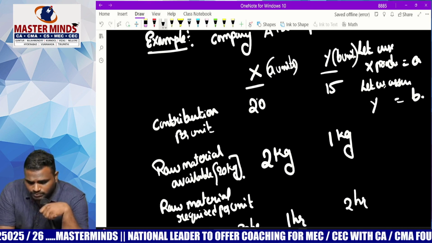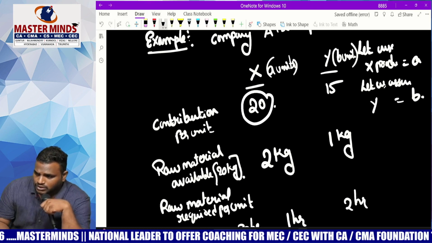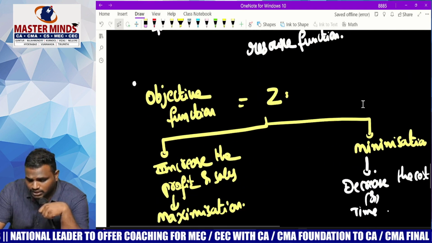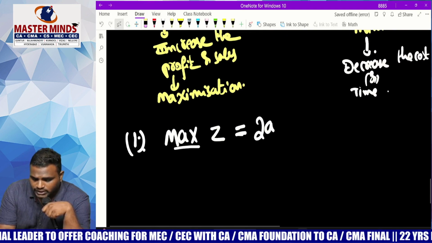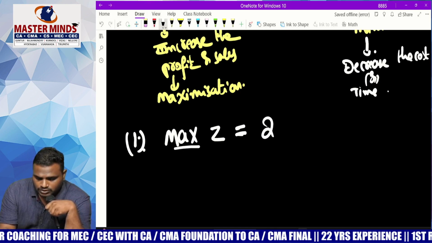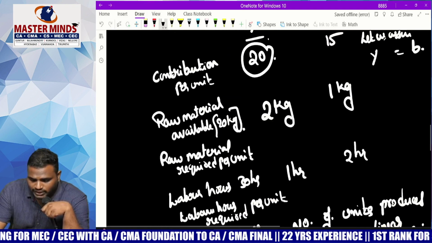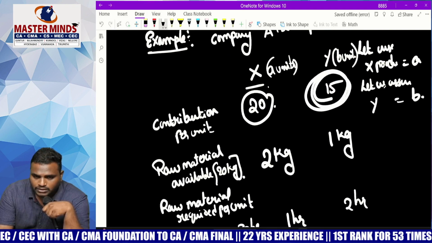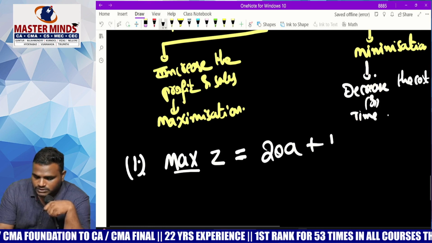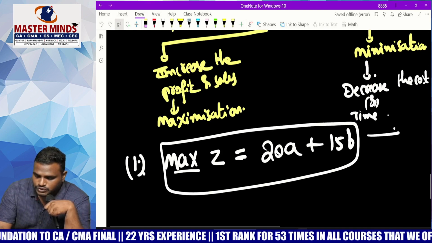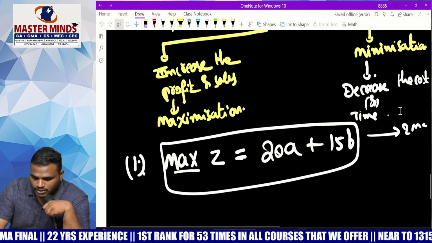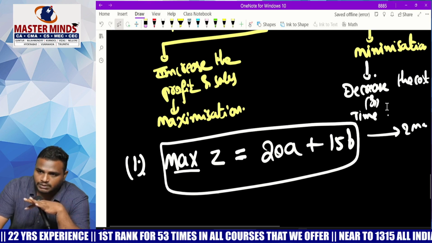Let us assume the number of units produced of X is A. Now, for each unit, how much profit are you getting? How many units are you producing? A. Now, what is the total profit from X? 20A. Now, Z is equal to 20A plus how much profit you are getting from Y per unit? 15. How many units of Y are you producing? B. Now that is 15B. This is the objective function. For this you will get 2 marks. Now the maximization objective function is completed.